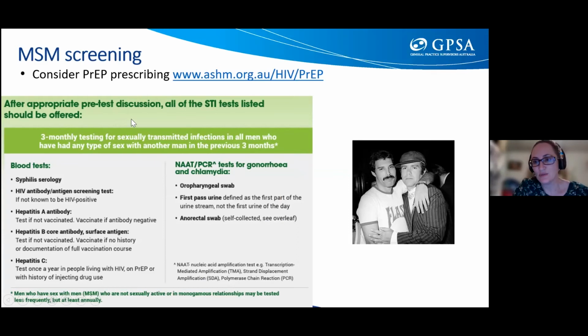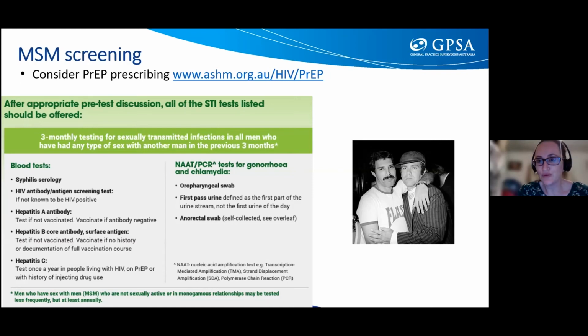So there is this really, really good 2-page guideline that's been put out by STIPU, and that's just a screenshot of part of it there, that really outlines quite nicely what we should be offering these patients, usually every 3 months, but at least annually for some of the tests. But usually 3 monthly testing is what we're setting up our men who have sex with men with.